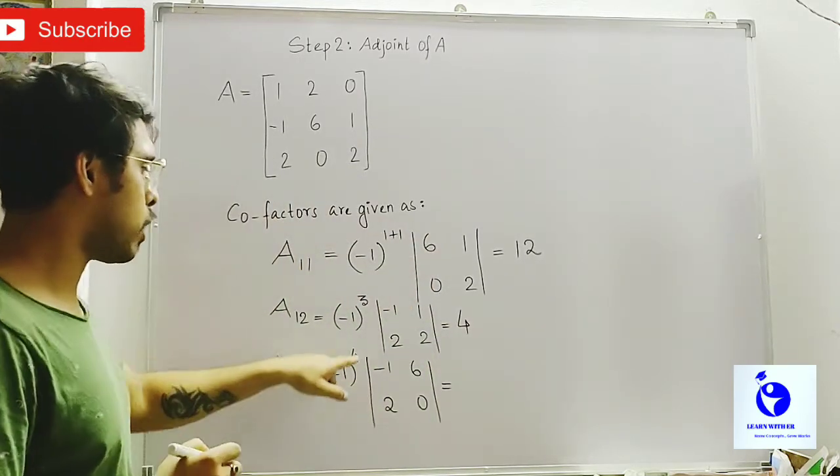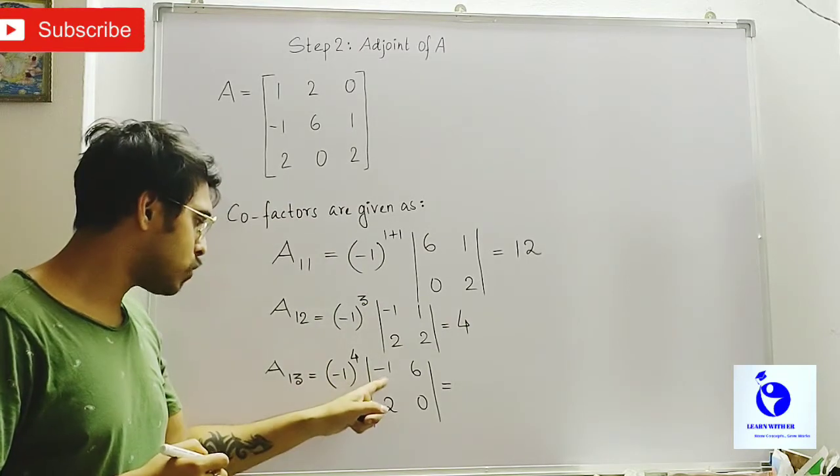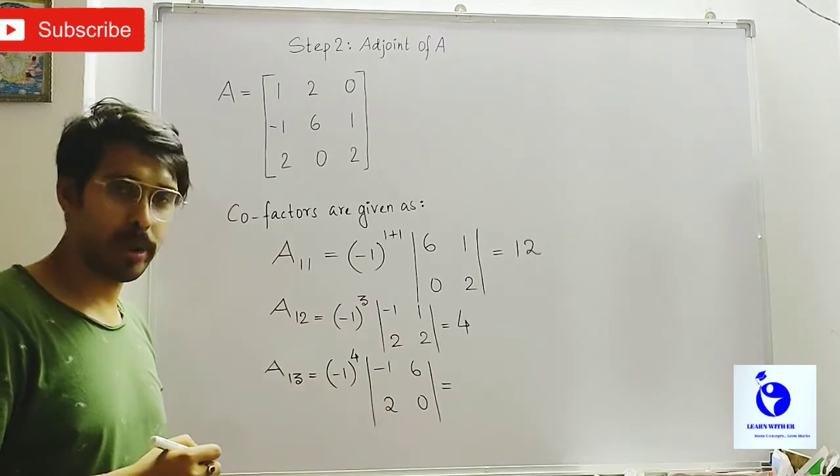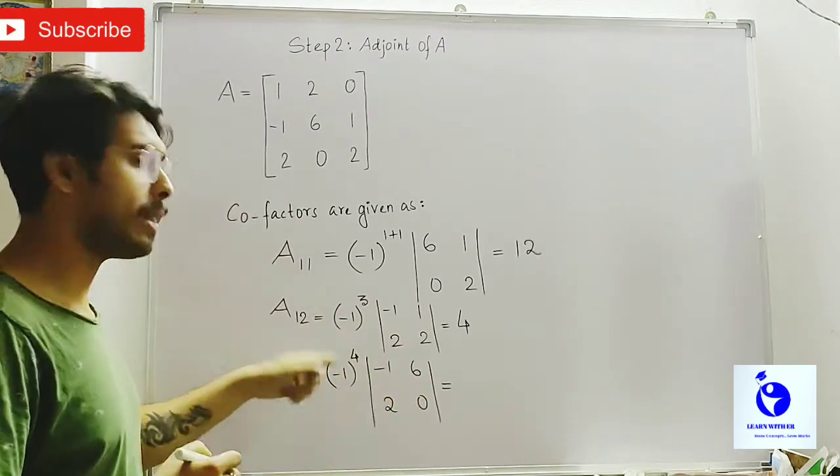So minus 1 to the power of 4, that is simply 1, and this will be minus 1 into 0, that is 0, minus 2 into 6, that is 12. So minus 12 into 1, that is minus 12.